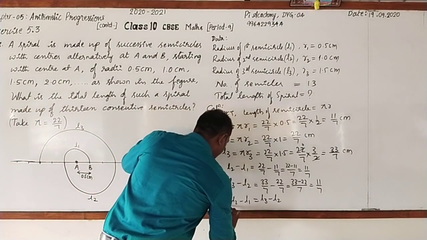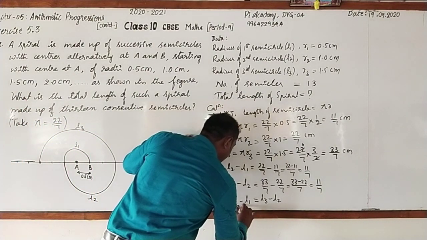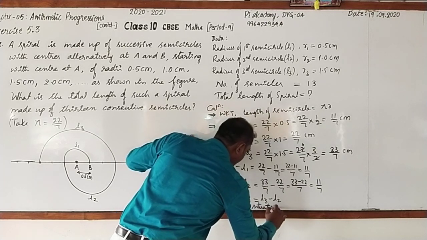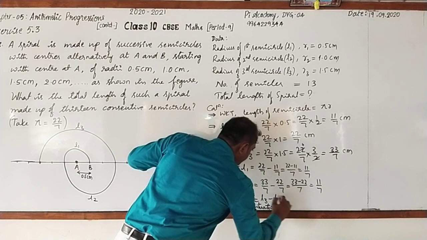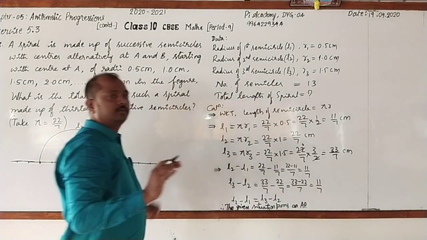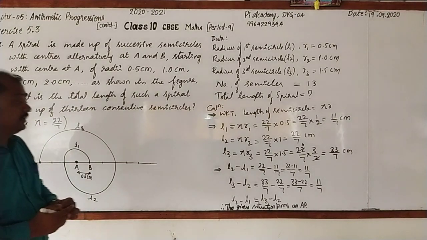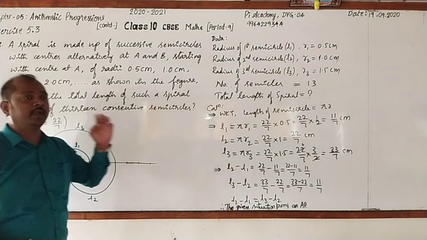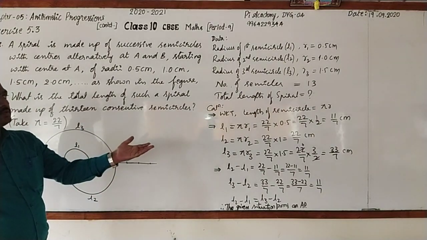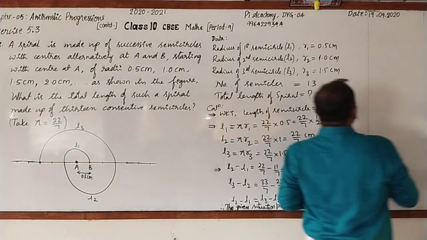Here I will write: therefore, the given situation forms an AP. Got it? Yes. Now, we have to find out the total length of this semicircle. So, let me write here.